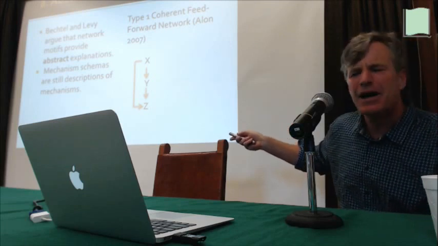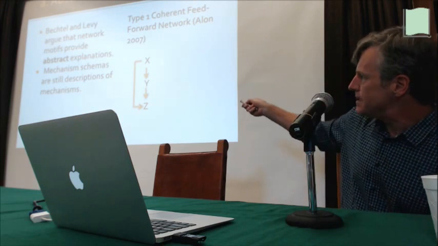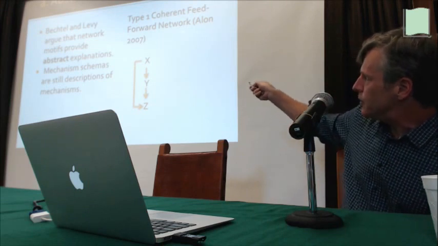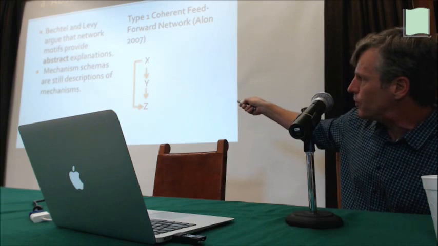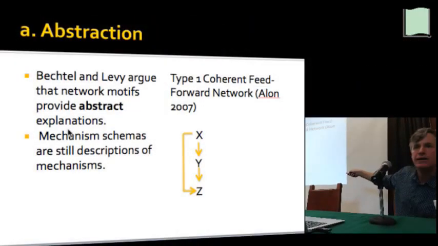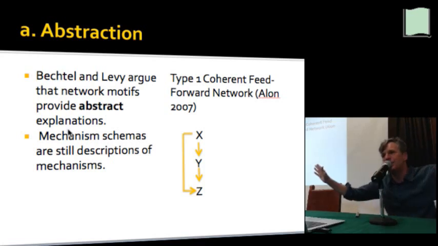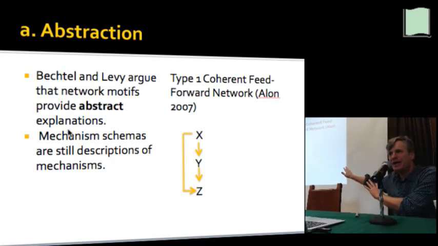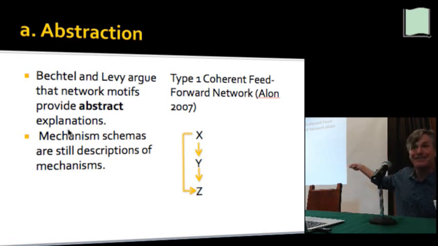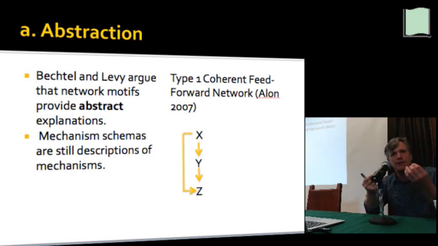This is a mechanism schema. This is what Uri Alon calls a type 1 coherent feed-forward network. X causes Y causes Z, and X causes Z directly. And you can find many mechanisms in the world that have that kind of structure. And there are things that follow about mechanisms that have that kind of structure from their having this kind of structure. And you could change things about the parts and maybe change some things about some of these interactions, but so long as this structure remains in place, the mechanism will still exhibit those properties. The relevant feature of the mechanism is not in the details, but in its abstract organization. Let me give you a concrete example.